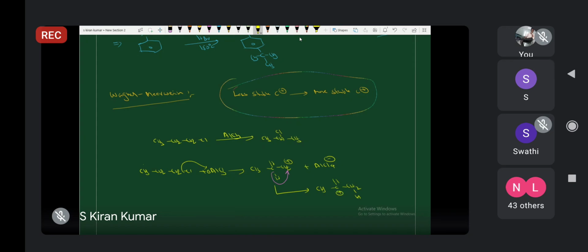Secondary carbocation. When it reacts with AlCl4 minus, Cl minus, here is the secondary isopropyl chloride. Like this we are getting 1-chloropropane rearranged to 2-chloropropane. 1-chloropropane to 2-chloropropane is an example for Wagner-Meerwein rearrangement. Next examples.